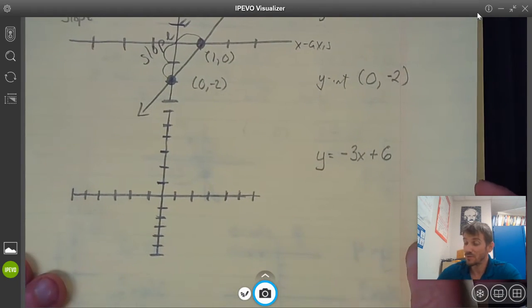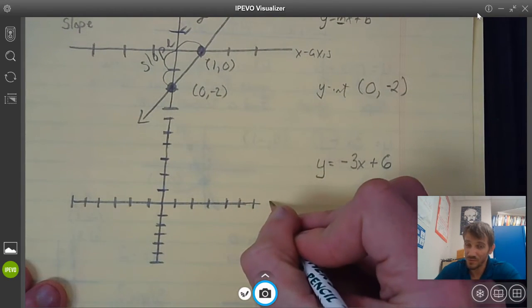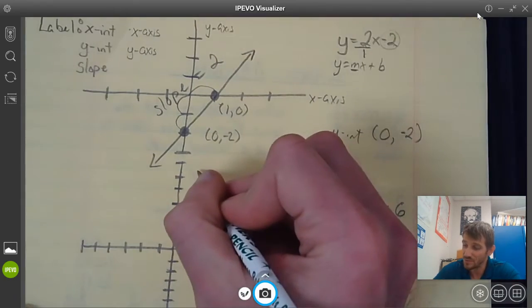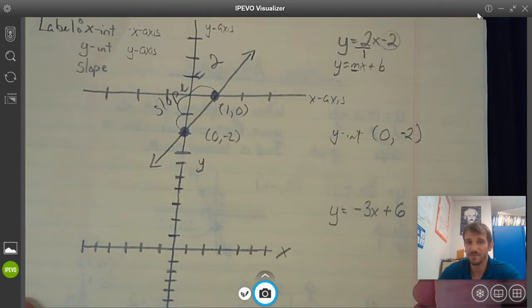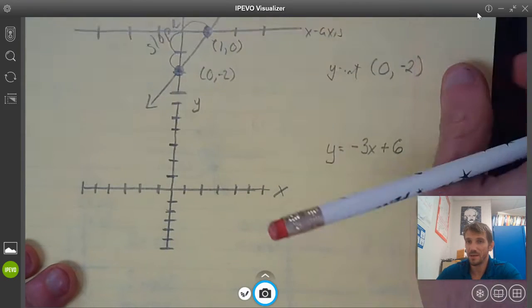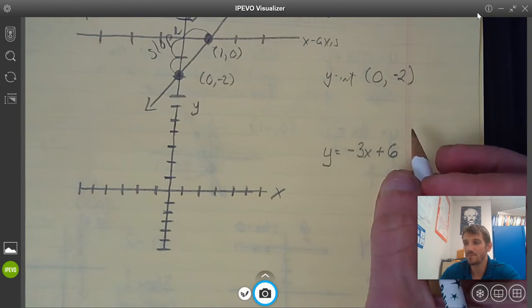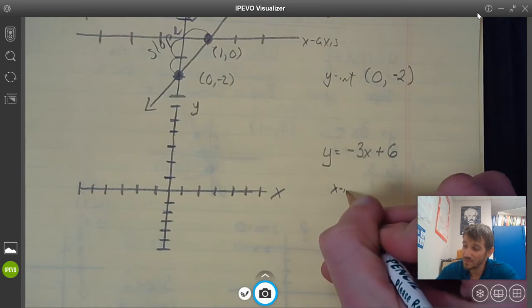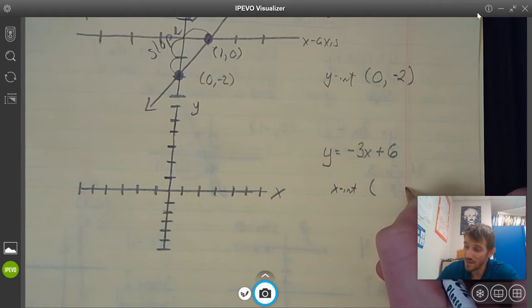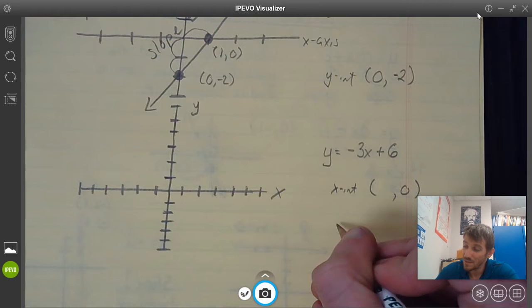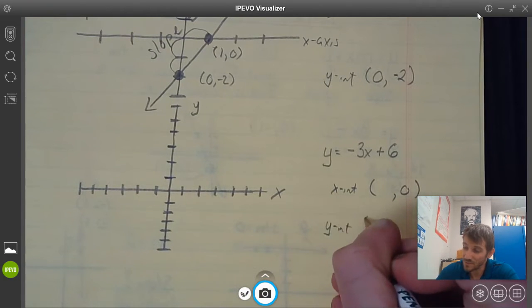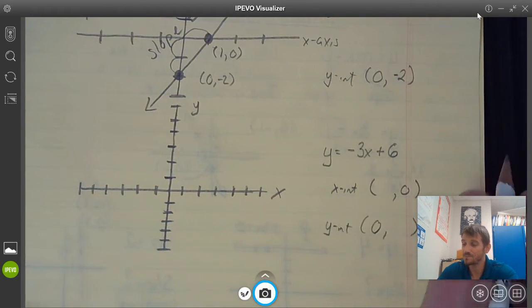All right, so the next problem, let's do the same. We know this is the x-axis. We know this is the y-axis. And we're going to go ahead and solve for the x and y-intercept without graphing it. So the x-intercept means that y has to be 0. And the y-intercept means that x has to be 0.